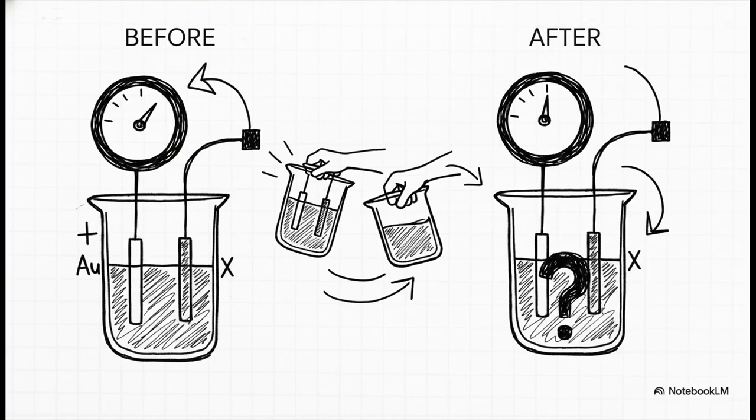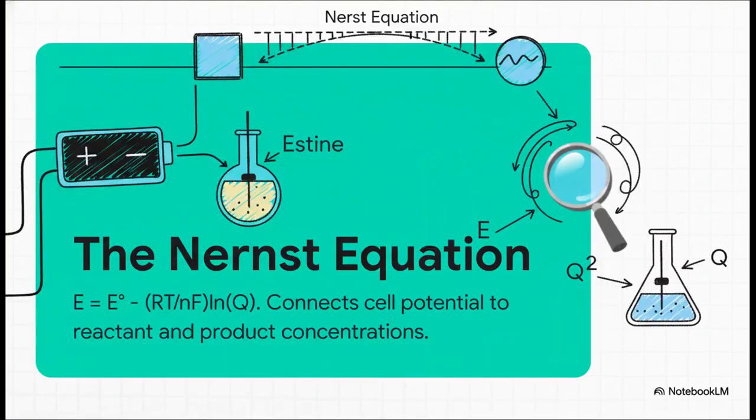So one student has an idea. They take out the standard gold solution and replace it with one that has some unknown concentration. They fire up the cell and they measure the new voltage. It's dropped a bit, from 0.14 volts to 0.12 volts. The question is, can we work backwards from that new voltage to figure out the exact concentration of that mystery solution? You bet we can.